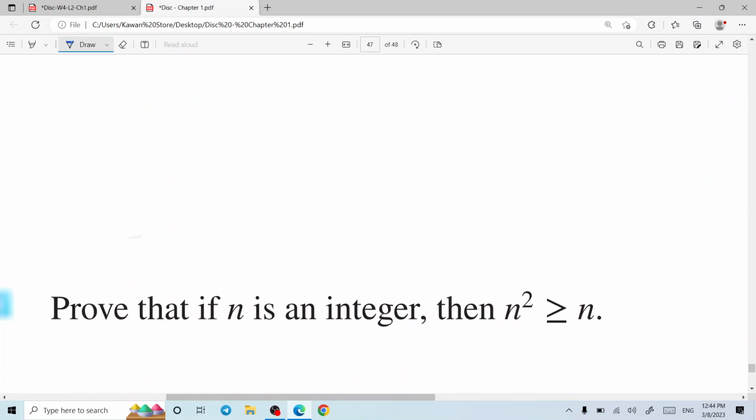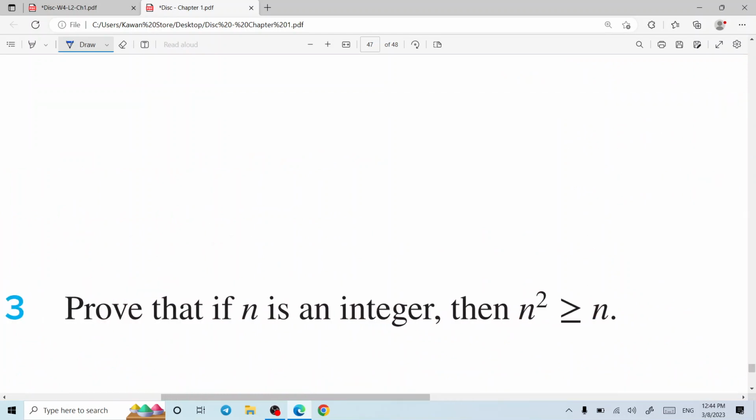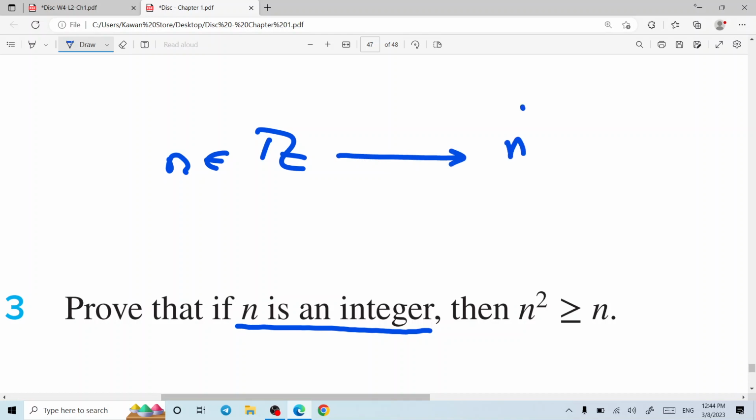Look. Prove that if N is an integer, so N belongs to all integer numbers, am I right? Then show me that N square is usually greater than N. So how do we solve that one? Do we have any given? No. We just say N is an integer. So how do we solve that one? In your mind, think about it.